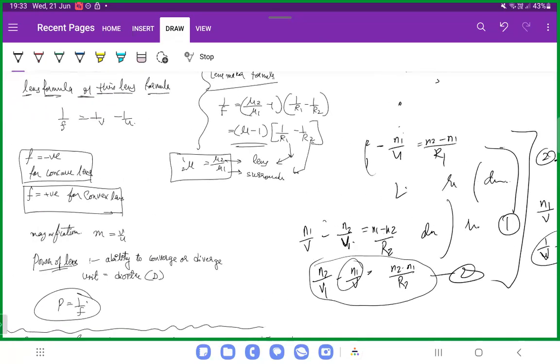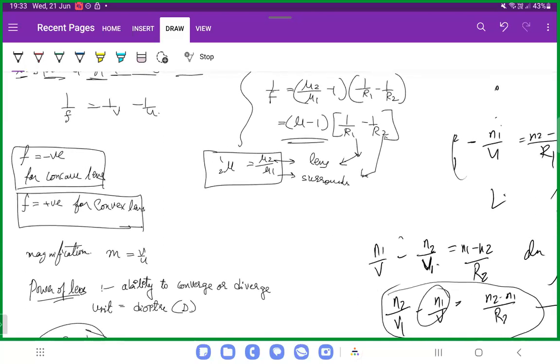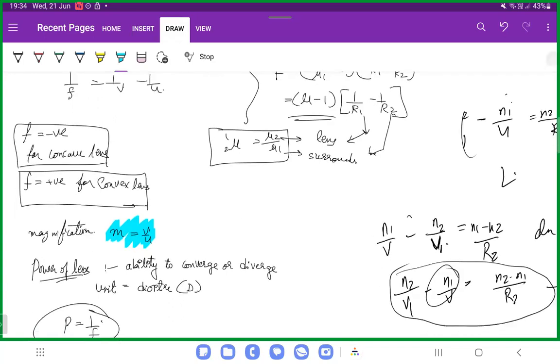Will erase this later. Okay. I guess everyone knows magnification. You already studied it in 10th standard too. Magnification is V by U for lenses. For mirror, minus V by U. Don't forget that. For mirror, minus V by U.